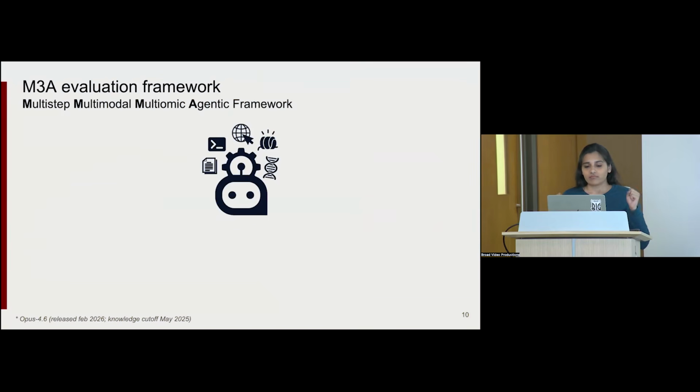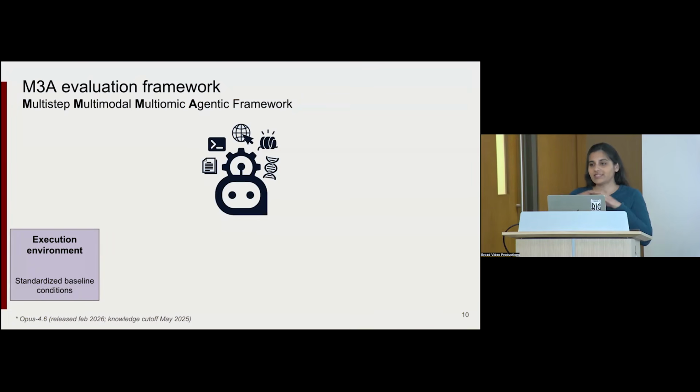So for this kind of evaluation, we define something called the M3A evaluation framework, which stands for multi-step, multimodal, multi-omic agentic framework. So at the core of it, it is an LLM, which is initialized with the Opus 4.6 model. This was released in February of this year. And in addition to this we have a scaffolding around it. So the AI agent is deployed in a standardized execution environment so that the results are always starting from the same point. It has access to specialized tooling.